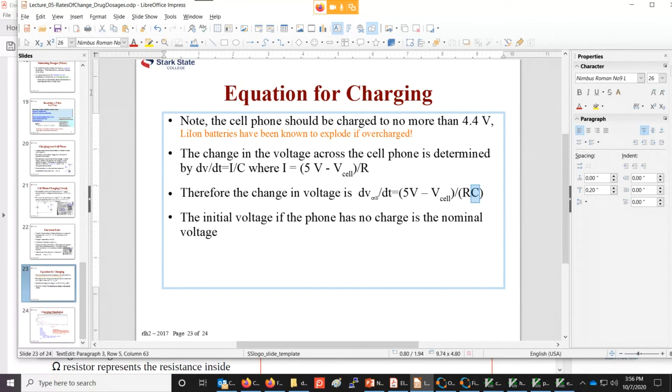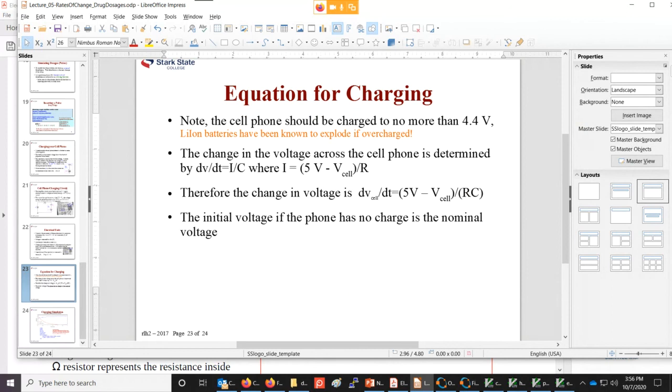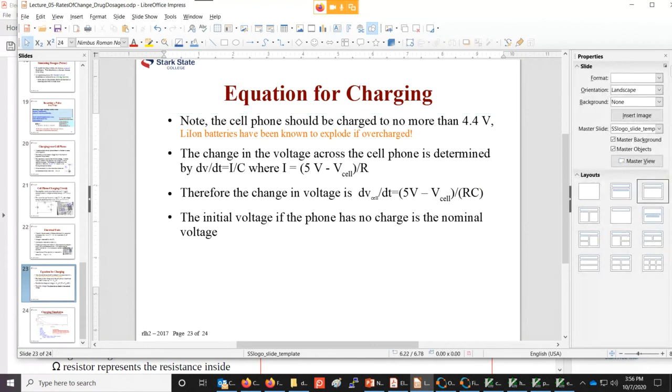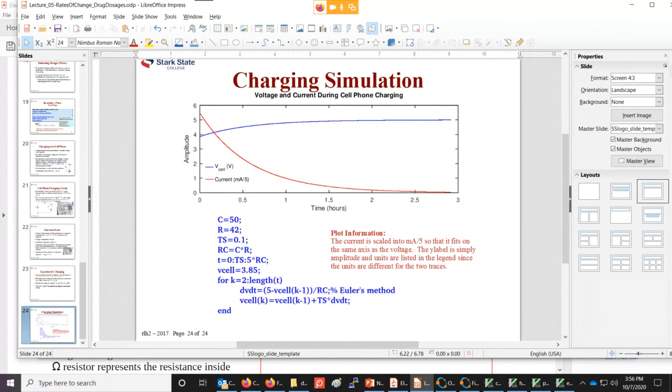All right. And now this product RC is actually referred to as the time constant. And it takes 5 time constants for something to reach like 99.9% of full charge. So if we assume that our cell phone starts out what we would consider dead, so there's no charge on the capacitor, then all we would have is that nominal voltage of 3.8 volts or whatever.